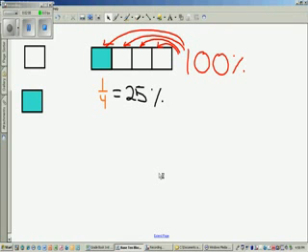If I have 2/4, that's saying this fourth and this fourth. Now I'll have 50% because I'll have 1/4 twice, which will make 25% twice, which is 2/4 would be worth 50%.